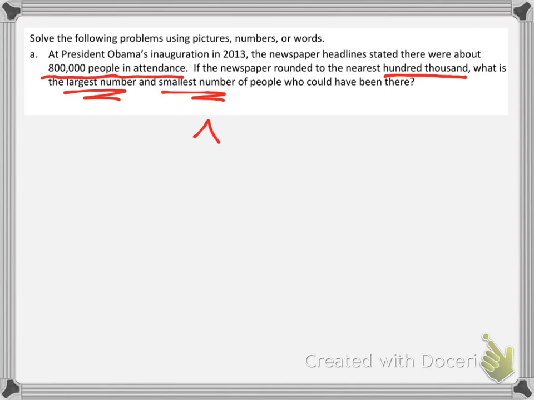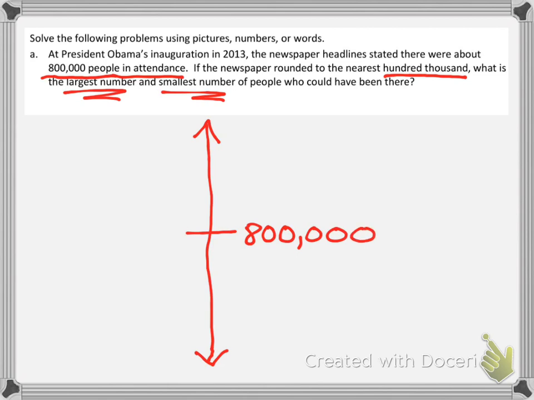Let's create that vertical number line that we have been so used to doing. And the number that was rounded was 800,000. All right? So if we place the other numbers on this number line, the next 100,000 we would have would be 900,000. And the lowest 100,000 that we would be able to go would be 700,000. Because this number falls in between those two numbers.